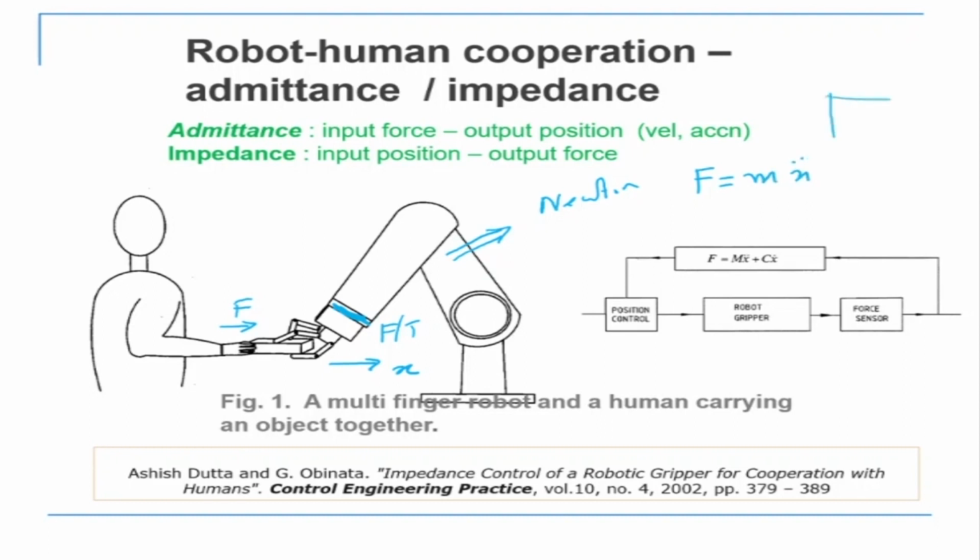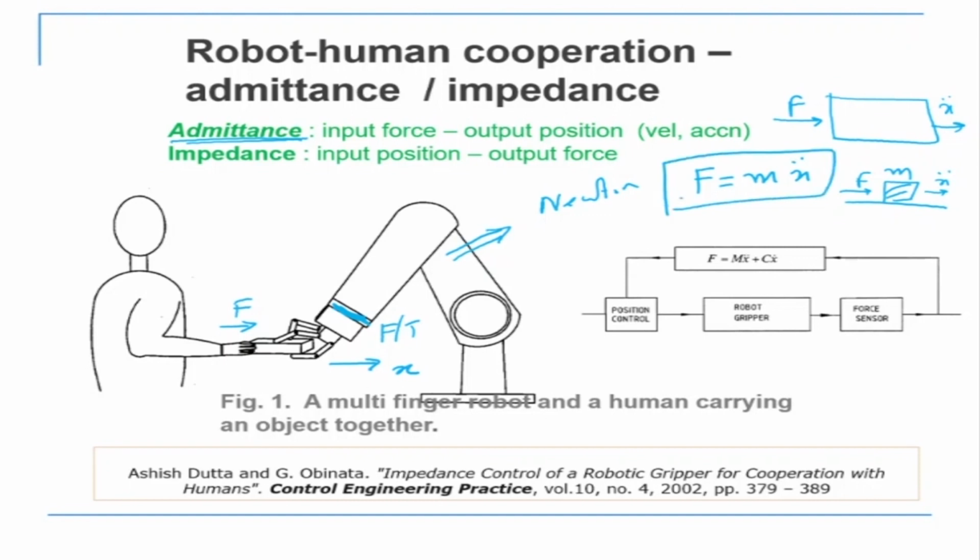What is the input and output of this? I'm going to give a force and the output is acceleration. So for a mass like this, if I give a force, I'm going to get acceleration as output. This is basically called admittance. So when we are controlling the robot, the equation that I'm going to use is force is mass into acceleration. Whereas in the case of the human, how is the human moving?